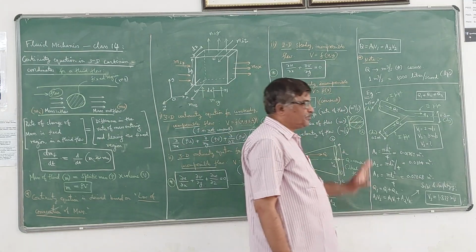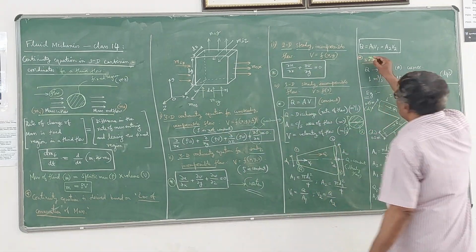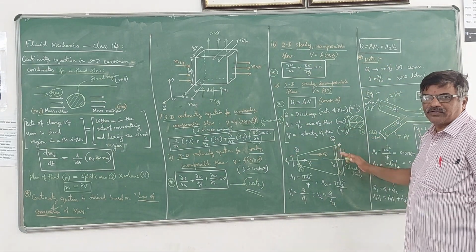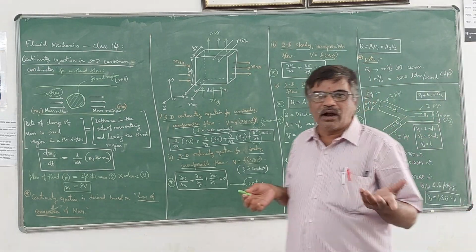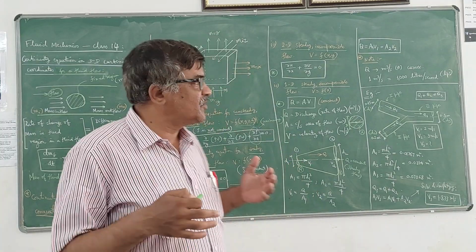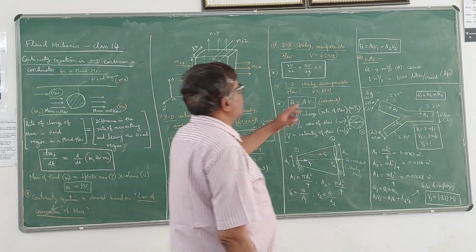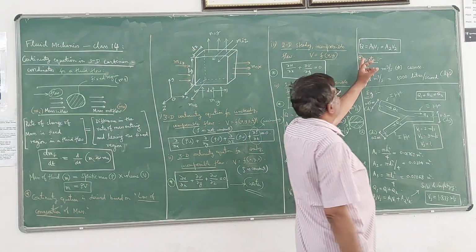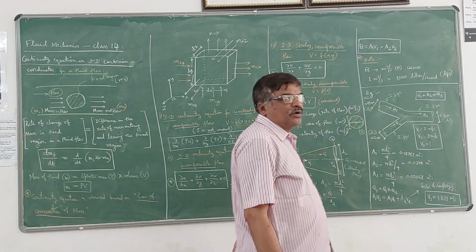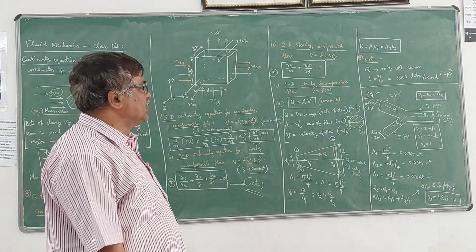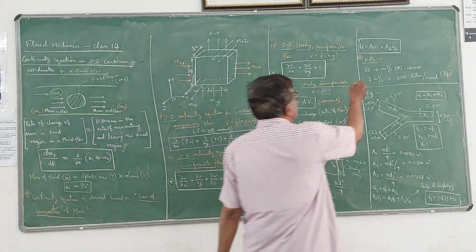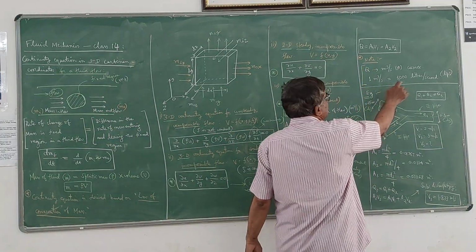So in general, whatever may be the number of sections we are going to consider, here I have taken only two sections, 1 and 2, it can be any number. At all the sections, if the discharge Q is same, then you can write this equation. This is the continuity equation in general: Q is equal to A1 V1 is equal to A2 V2 is equal to A3 V3, like that you can take. So this Q is expressed in meter cube per second.